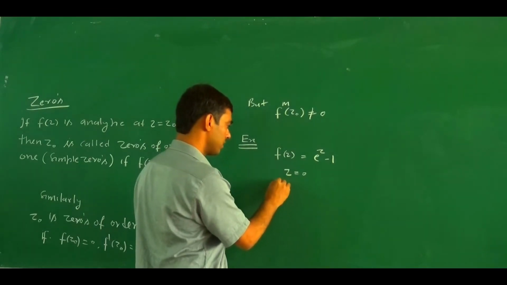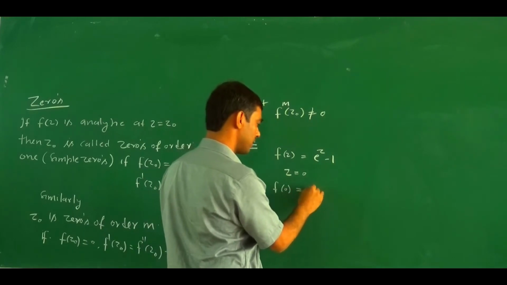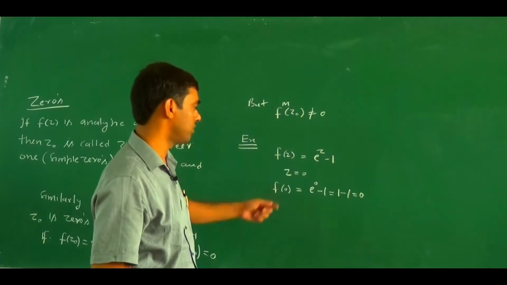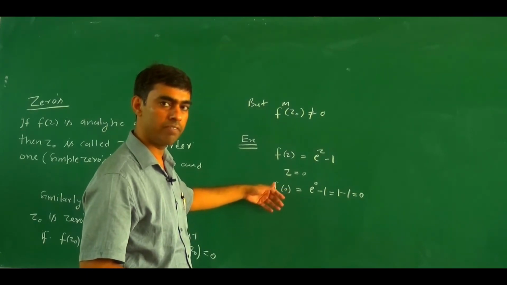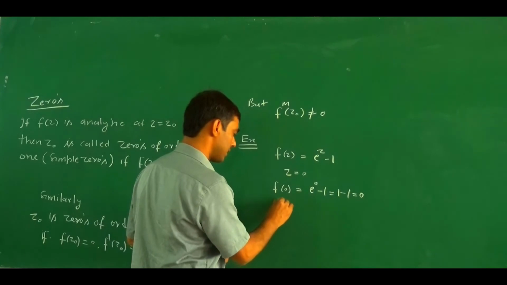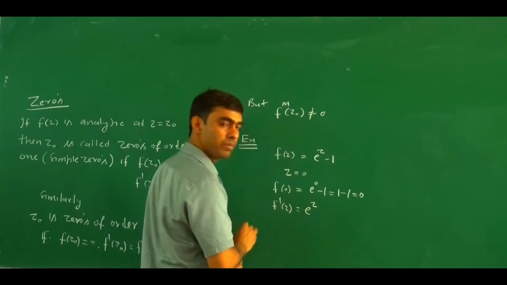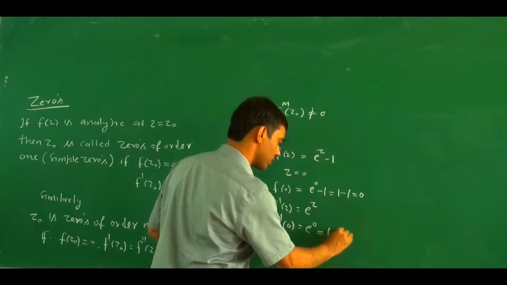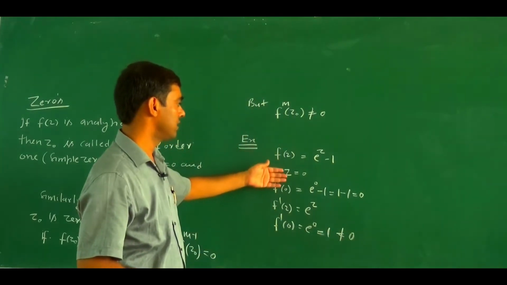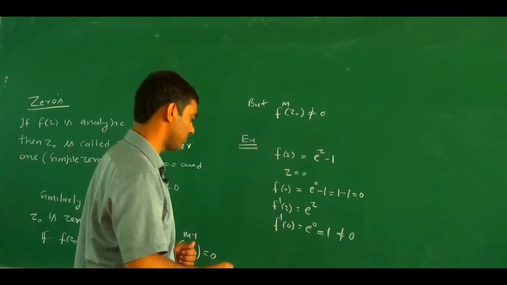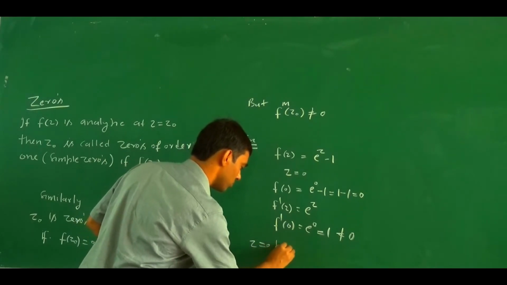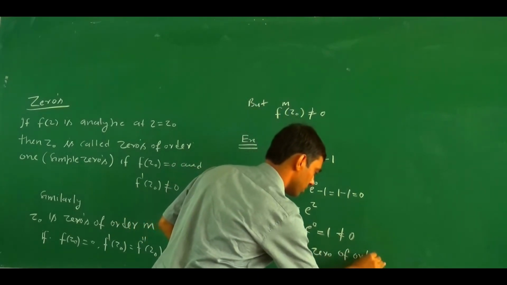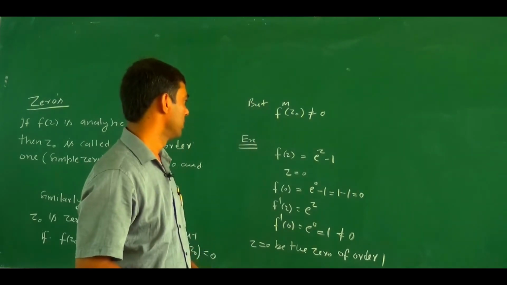Now what is the value of f(0)? f(0) equals e to power 0 minus 1, which becomes 1 minus 1, and this equals 0. So f(0) equals 0. This is a zero of order 1 if f dash 0 does not equal 0. What is f dash z? f dash z becomes e to power z. Now f dash 0 becomes e to power 0, which is 1, and this does not equal 0. So we say that z equals 0 is a zero of order 1 of f(z).